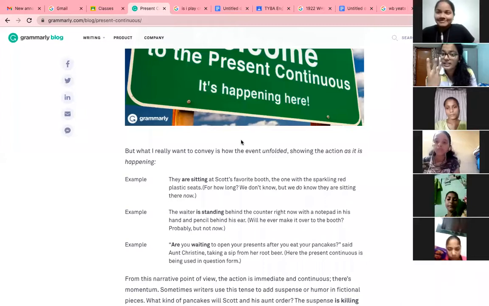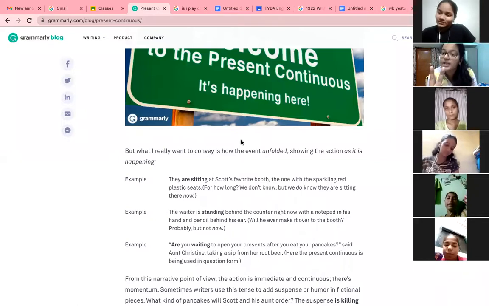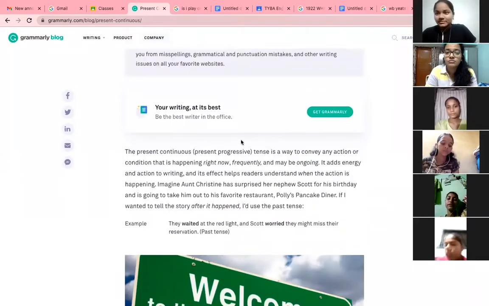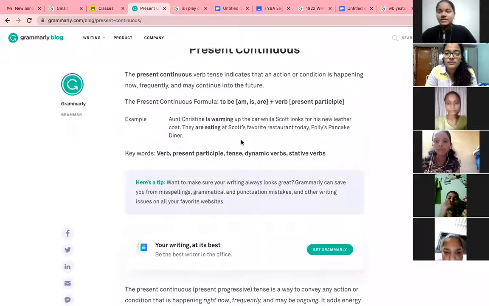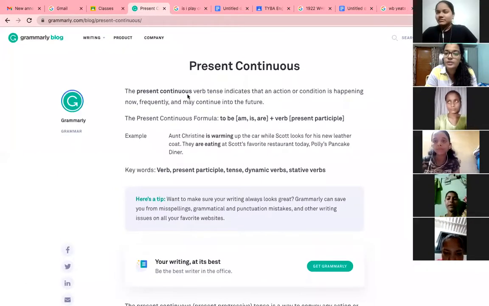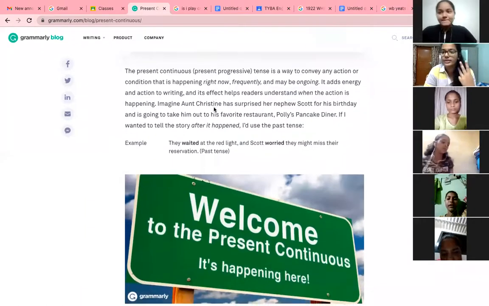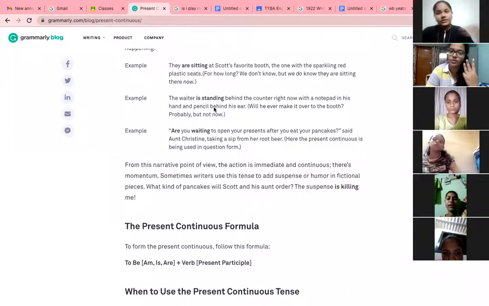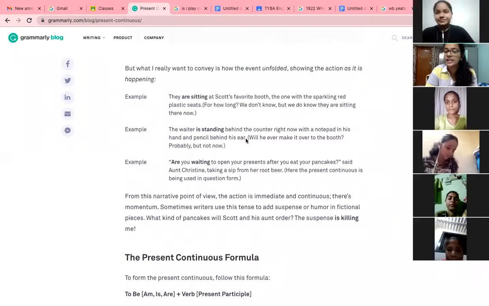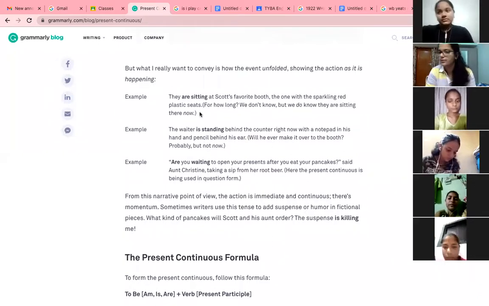We read about the three conditions, right? Now, it's happening right now. It's continuing to happen. It happens frequently. है ना? And what was the third condition? It is happening right now, frequently, and may continue into the future. Right now, frequently, and may continue into the future. ठीक है? तो ये this is the now वाला situation. They are sitting in the booth.